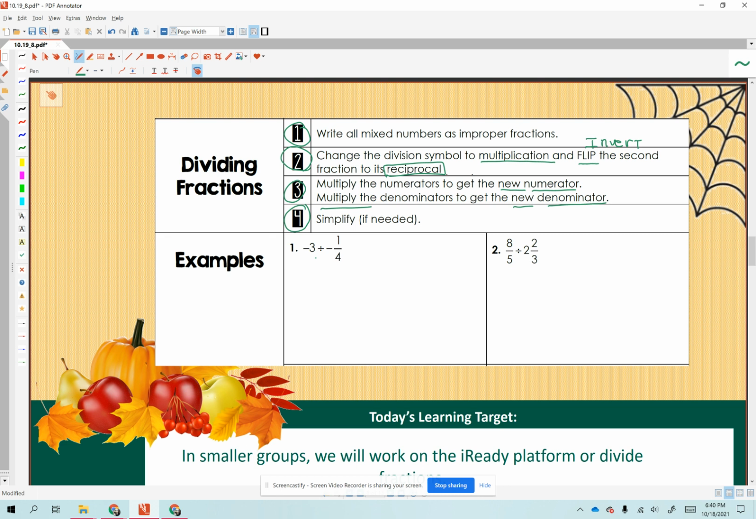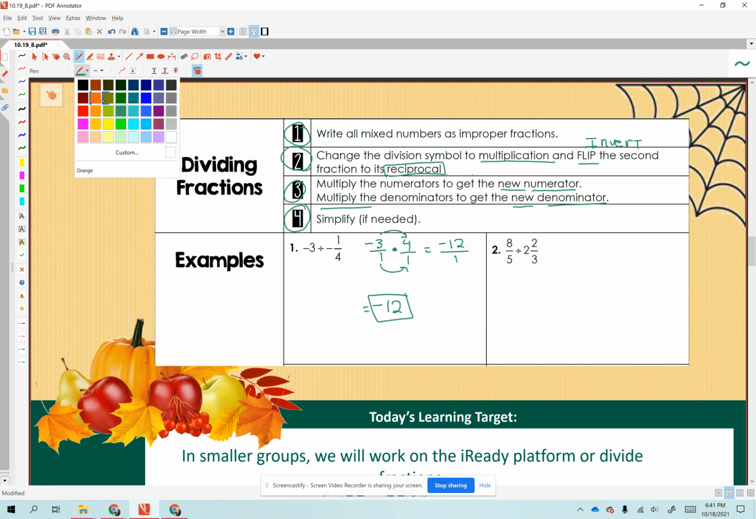We have -3 divided by -1/4. So we'll make that -3 over 1, and we'll change the division to multiplication, and we'll divide by 4 over 1. And as we multiply across, 3 times 4 equals 12, and that's a -12. 1 times 1 equals 1, and -12 over 1 equals -12. And that's our final answer.